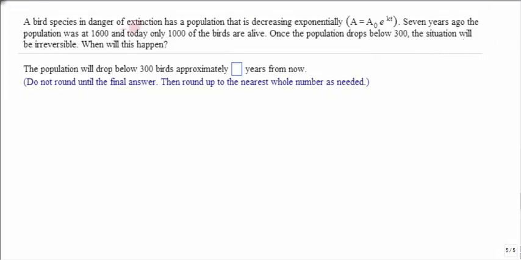Okay, so we're given our exponential growth or decay function, A equal A naught e to the kt. And then we have a little bit of information. It says 7 years ago the population was at 1,600. Today only 1,000 of the birds are alive. So this definitely looks like a decay situation. Once the population drops below 300, the situation will be irreversible. When will this happen? Okay, so we have a couple of different ways that we could work this problem depending on how you look at it.